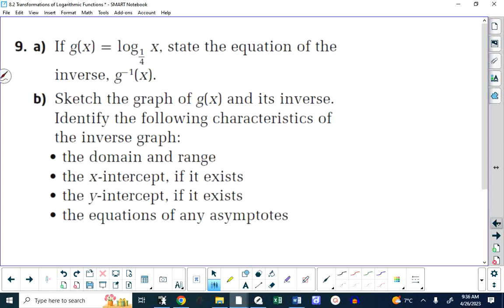So we want to determine the equation of the inverse. Then we want to graph it. I don't know that we need to graph a detailed graph of it, but we'll sketch it. Okay. The equation of the inverse.